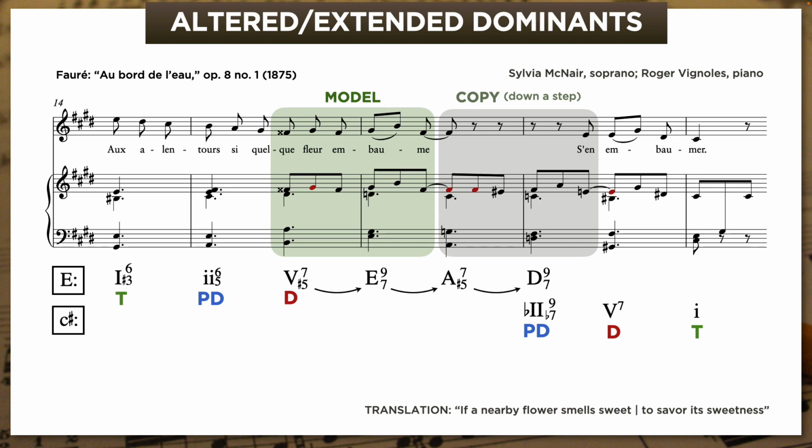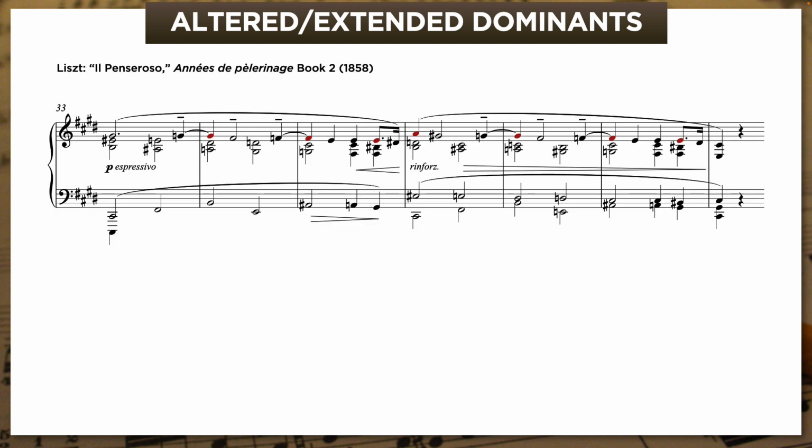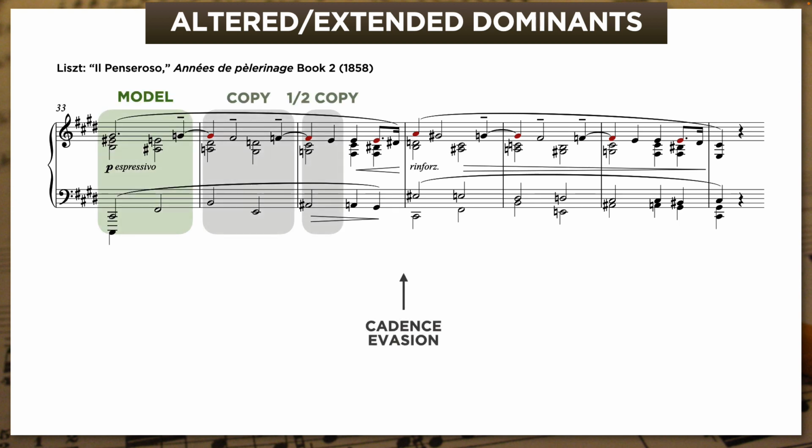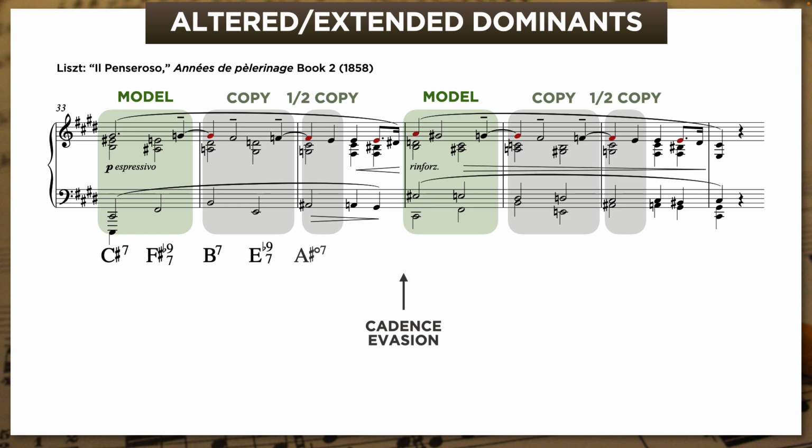My other example here is by Liszt from the character piece Il Penseroso, and it basically gives us the same sequence twice, once leading into an evaded cadence and then again leading into a PAC. But there's a slight difference between the two sequences. The first one alternates regular dominant sevenths with dominants that have a flat 9 added, but in the second one, all 4 dominants have flat 9s added. It's a pretty lugubrious passage, but it does let you really savor these almost jazz-like sonorities.